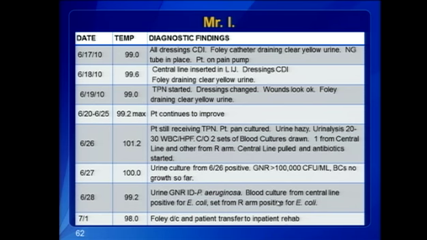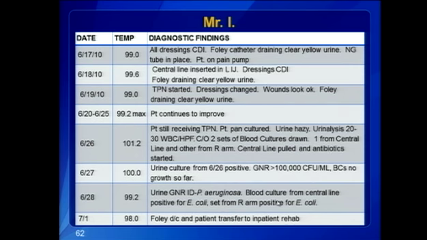But on the 26th, the temp is 101.2. Patient still on TPN. They pan culture the patient. The urine analysis shows 20 to 30 WBCs per high power field. 2 sets of blood cultures are drawn, one from the central line and the other from the right arm. And they start antibiotics and pull the central line.